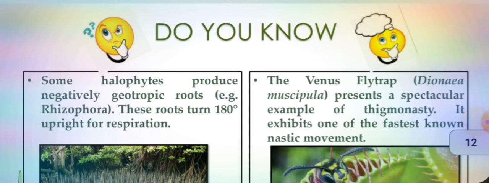For example, very close to us, a place called Pichavaram, where you can see these mangroves. They are called mangrove forests. These halophytes, these plants which are growing in salty, marshy ground, their roots cannot breathe because the soil is salty, the water is salty in nature, so these roots are called negatively geotropic roots.